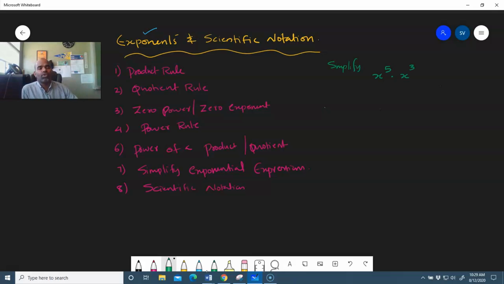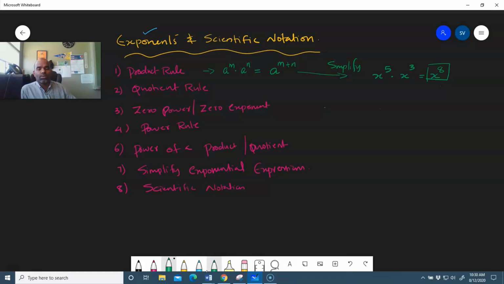Always remember that when you need to multiply, or if you need to find the product of two exponential terms, make sure the base of both the terms are same. So here it is x and this is also x. So the product rule is saying like this: a to the power m times a to the power n is a to the power, add these two exponents, it is m plus n. So the example for that is x to the power 5 and x to the power 3. So we need to multiply these two. So the answer is x to the power 5 plus 3 is 8. So we are done.